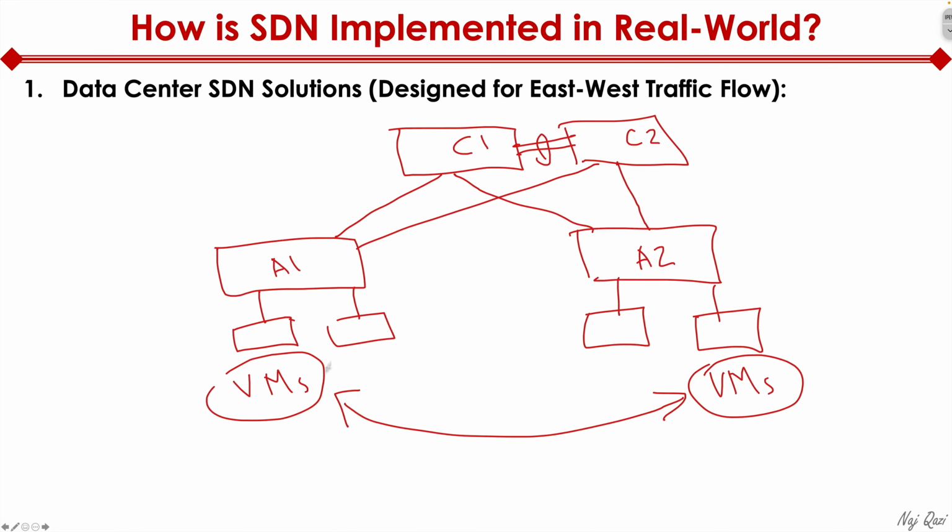That's what's called east-west traffic flow, meaning the traffic stays within the data center, but the traffic needs to be able to communicate with other servers and virtual machines that are located within the same data center for different reasons. And I'm going to give you some of those details momentarily.